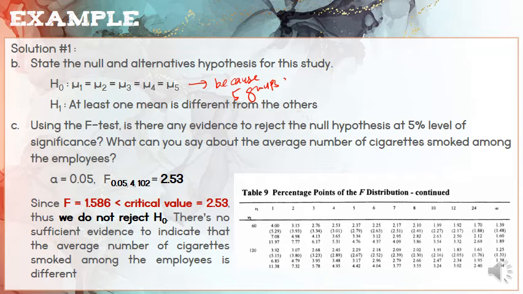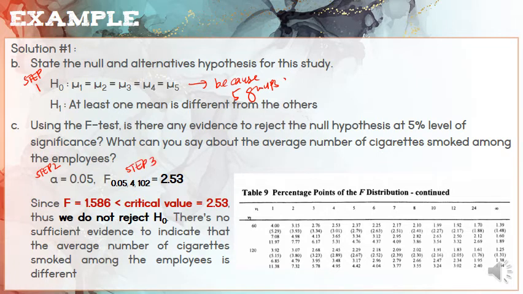And your alternative hypothesis will be at least one mean is different from the others. So, by using the F-test, is there any evidence to reject the null hypothesis at 5% level of significance? What can you say about the average number of cigarette smoke among the employees? So, kalau awak tengok dekat sini, dia suruh test, hypothesis testing. So, this is tadi yang kita buat tu adalah step number 1. Yang ini, step number 2. Yang ini, step number 3.